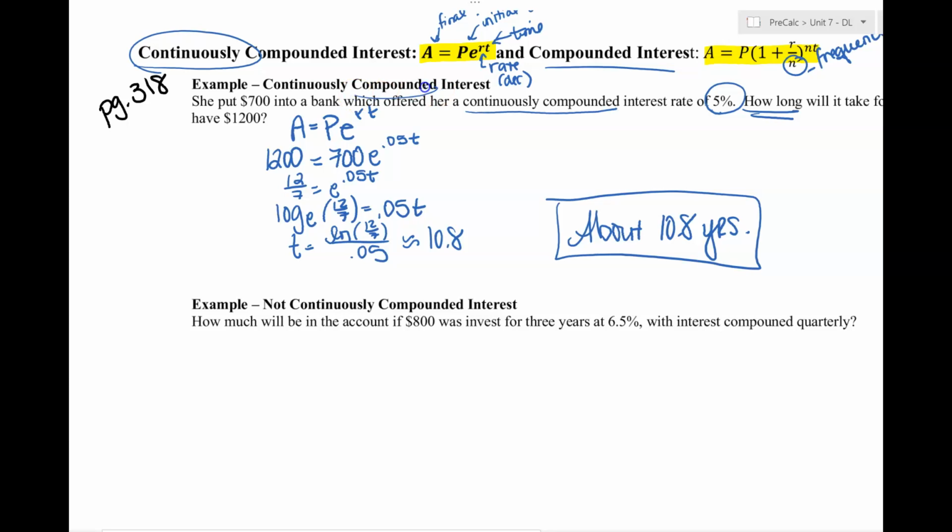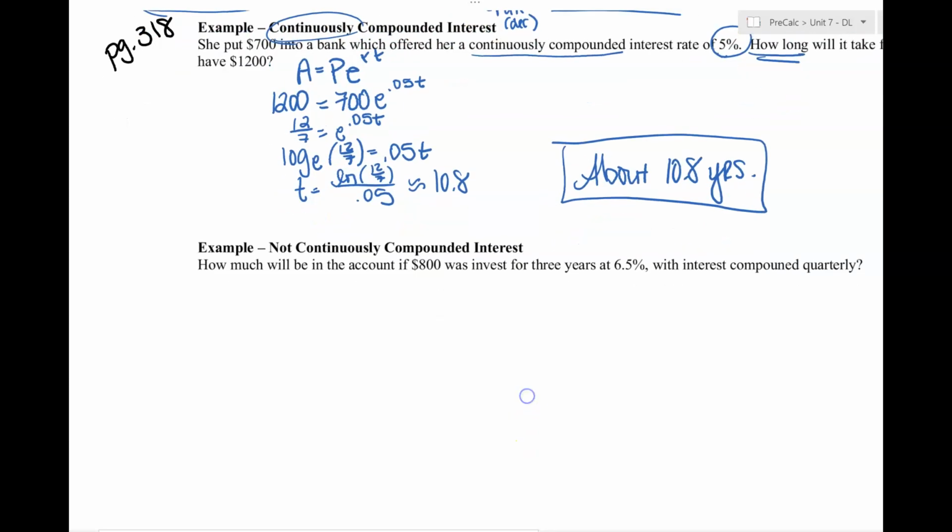Again, continuously. There it is. So if it's not compounded continuously, and it says here, compounded quarterly, big red flag that we are now using A equals P times the quantity 1 plus r over n raised to the nt power. Quarterly, that means n will be 4, because there are 4 quarters in a year.